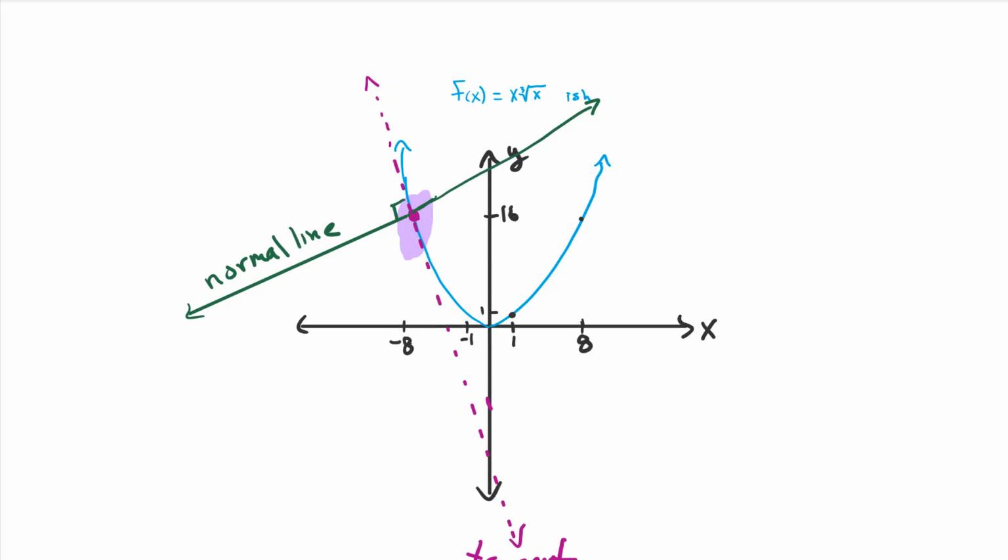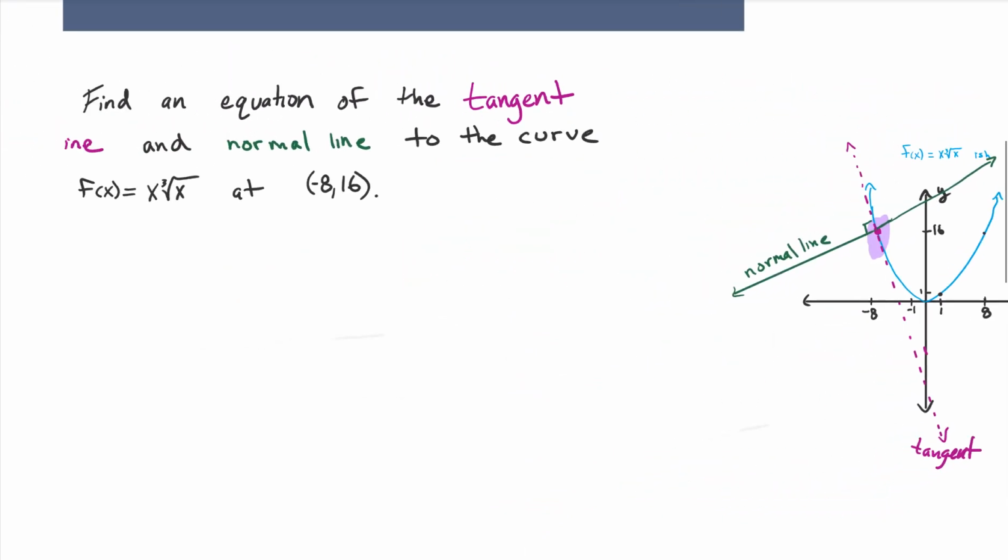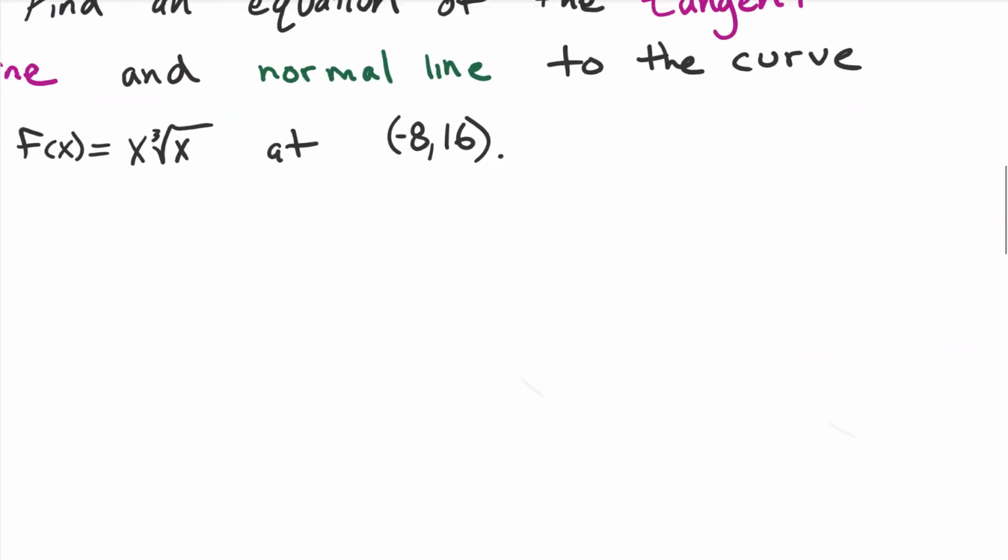We use point slope, because once you have a point to create an equation of a line, all you need is the slope. That's the tough part, but I don't think it's so tough anymore.